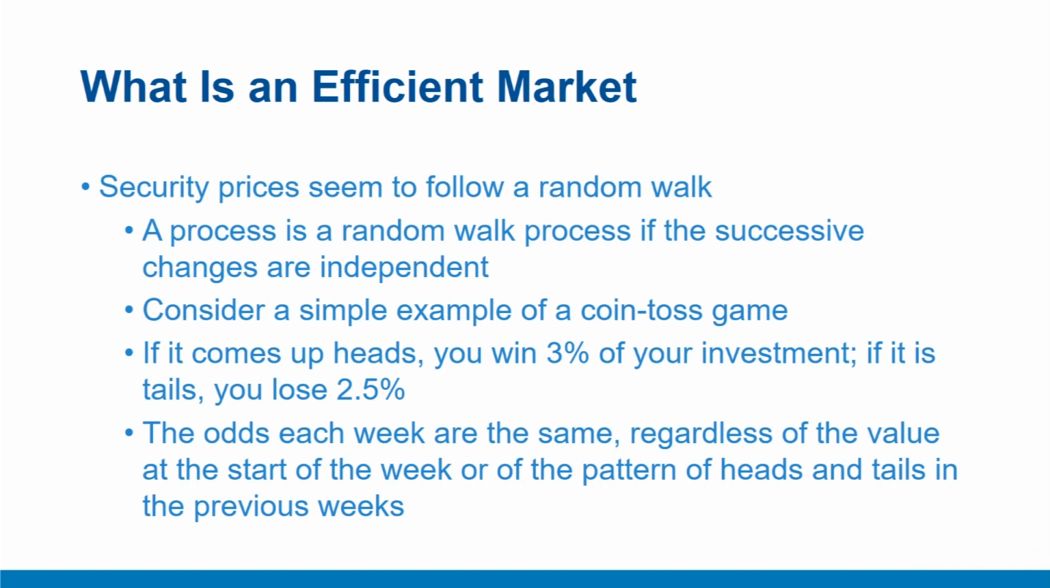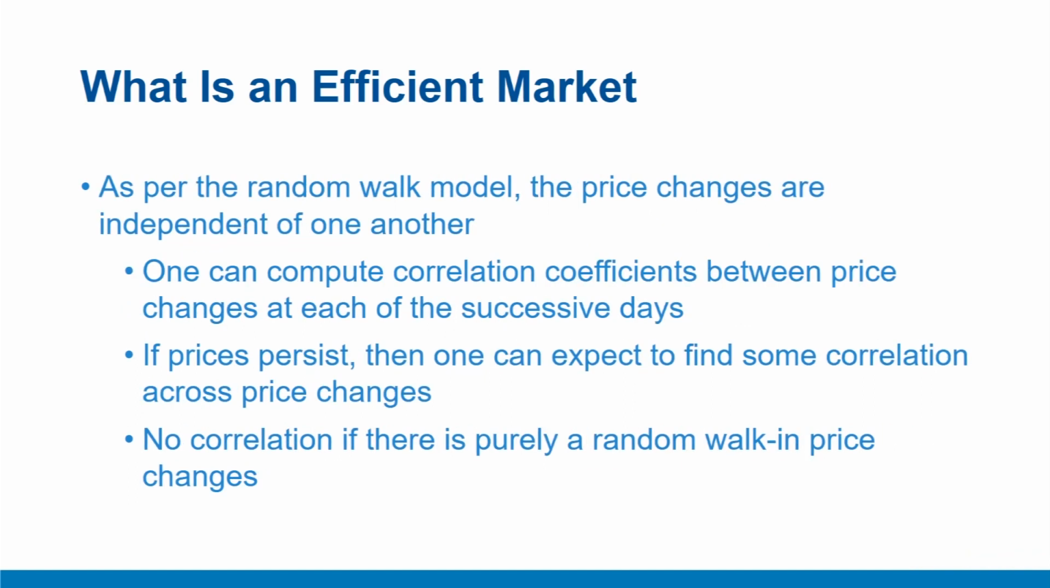Consider a simple example of a coin tossing game. At the end of each week, a coin is tossed. If it comes up heads, you win 3% of your investment. If it is tails, you lose 2.5%. This is a sort of random walk process, in the sense that the odds each week are the same regardless of the value at the start of the week or of the patterns of heads and tails in the previous weeks. Similarly, as per the random walk model, the price changes are independent of one another, just as the gains and losses in our coin tossing game.